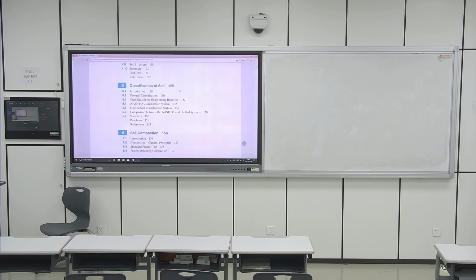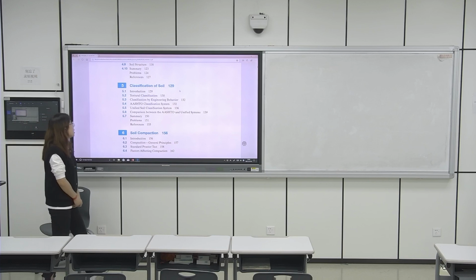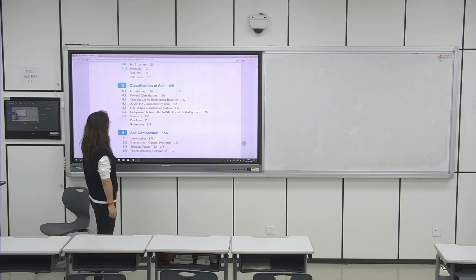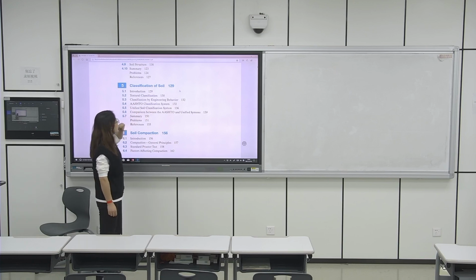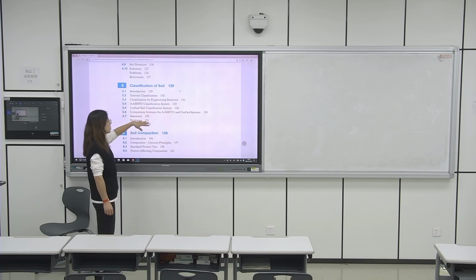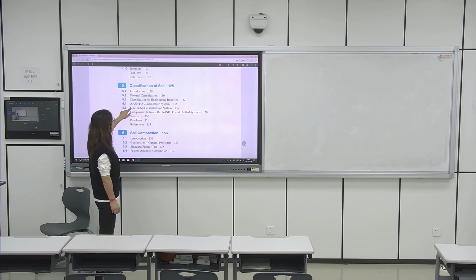And then in chapter 5, we learned the classification of soil. We learned two main methods. One is texture classification. Another is classification by engineering behavior. In this, we learned another two methods. One is the AASHTO classification system. Another is the unified soil classification system. And we say that AASHTO is much easier, much simpler than the unified soil classification system.